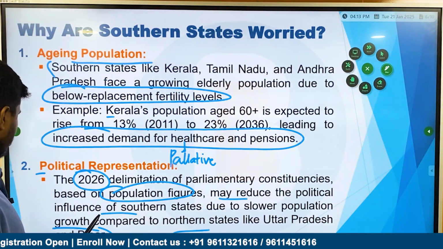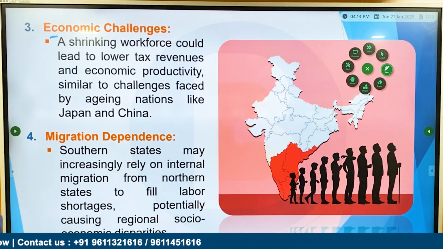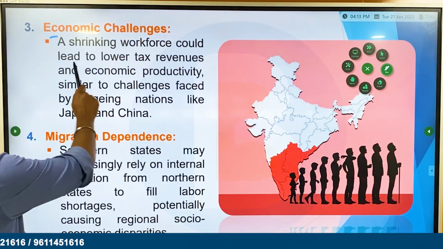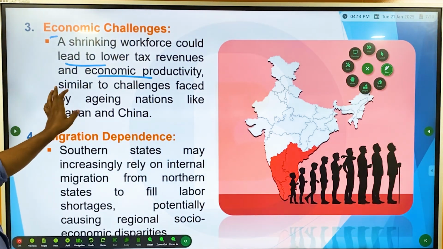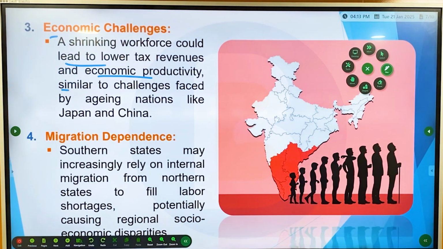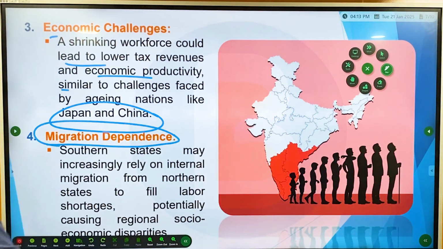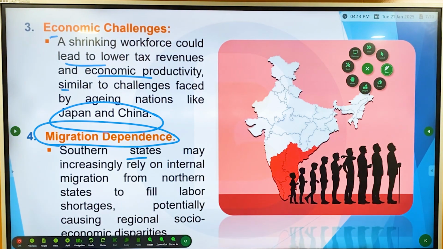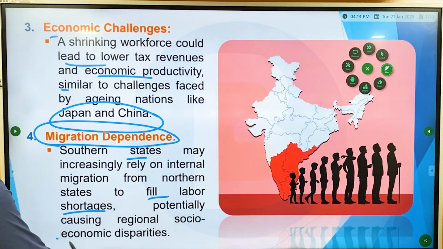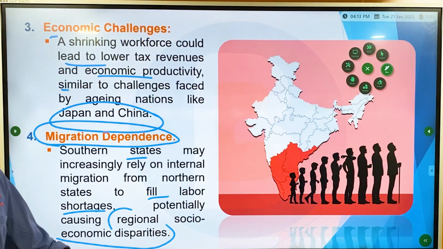Okay, then economic challenges, that is, a shrinking workforce could lead to lower tax revenues and economic productivity, similar to challenges faced by aging nations like Japan, China, and South Korea of recent. Okay, then migration dependencies, that is, southern states may increasingly rely on the internal migration from northern states to fill labor shortages, potentially causing regional socio-economic disparities and disputes.